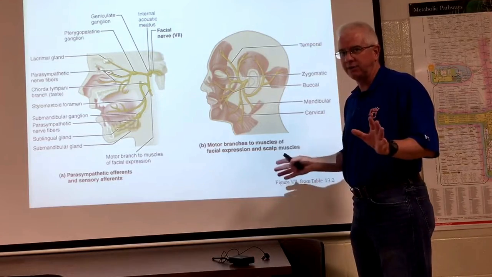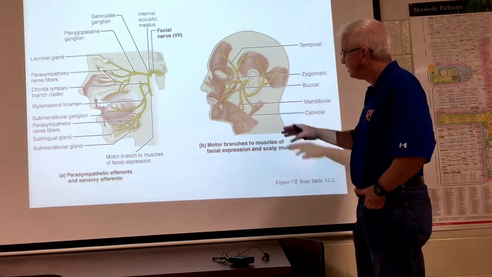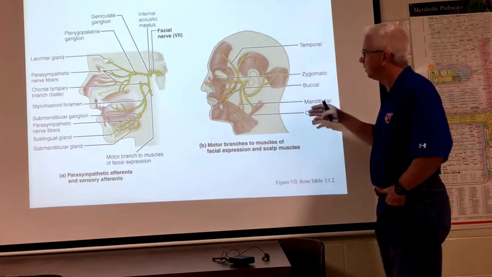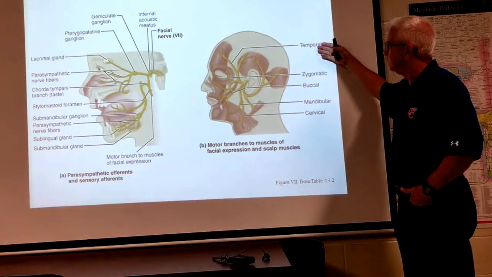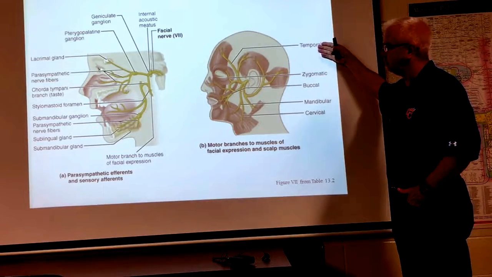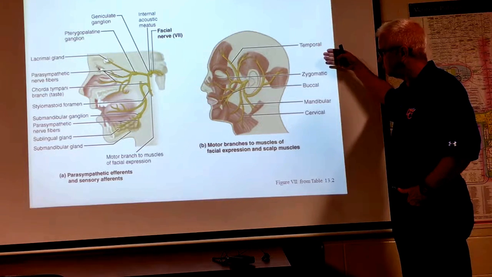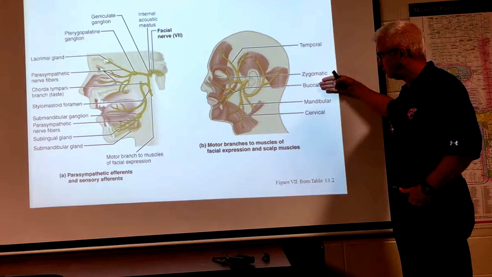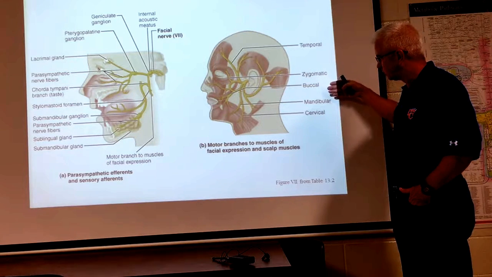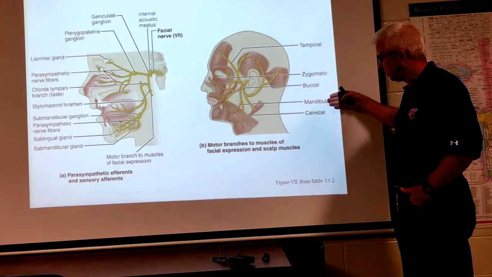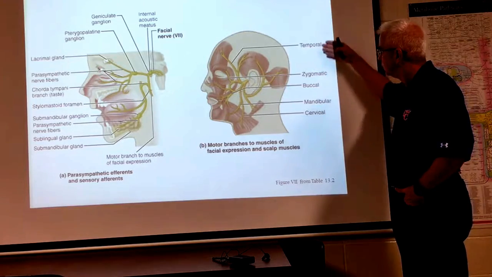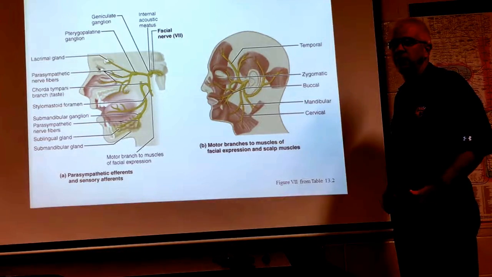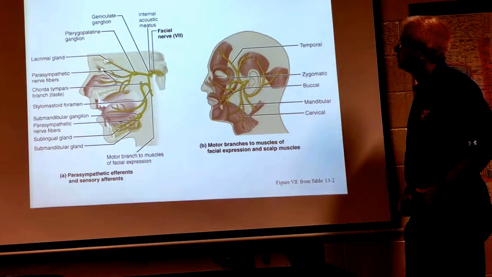We're not going to leave the facial nerve alone. But today the point is the motor branches of the facial nerve, and here they are. The top one is called the temporal branch. The next one, the zygomatic branch. The next one is the buccal branch. The next one is the mandibular branch. And the next one is the cervical branch. You will need to memorize the 5 major branches of the facial nerve that facilitate facial expression.